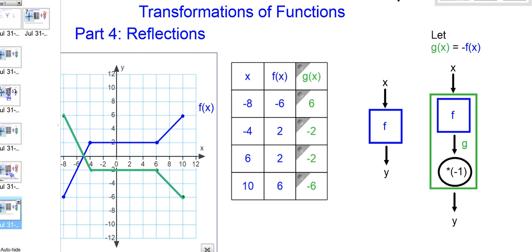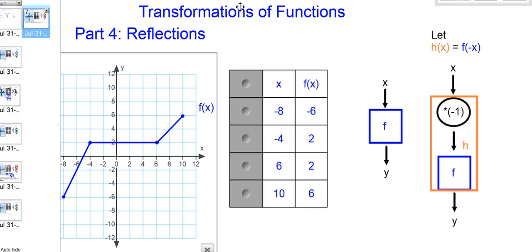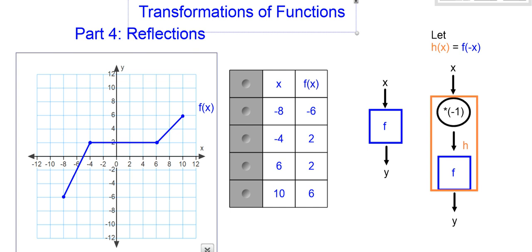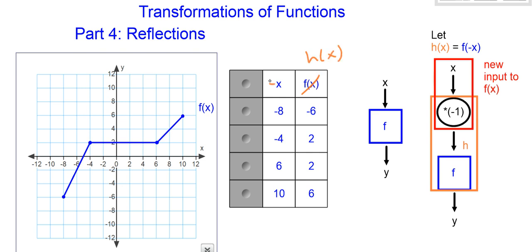Let's quickly take a look at the last case, which is going to be f of -x. So if h of x is f of -x, I'm going to take the input and multiply it by -1 before it goes into f. Again, the new input to f is going to be x times -1. So if I want to modify this table and have it be for h of x instead of for f of x, what I want here is -x instead of x. So what does x have to be? Well, +8, +4, -6, -10.